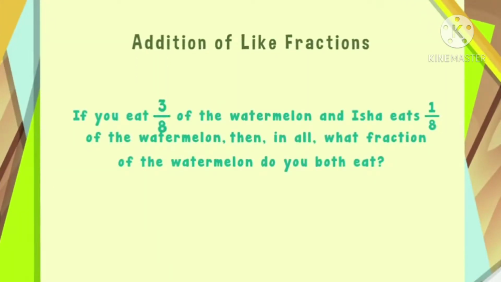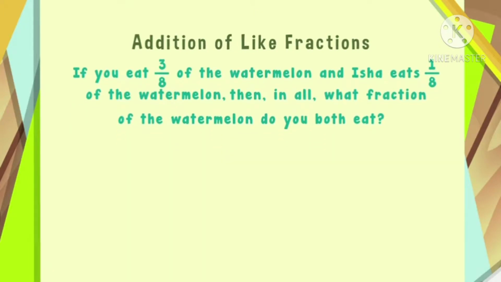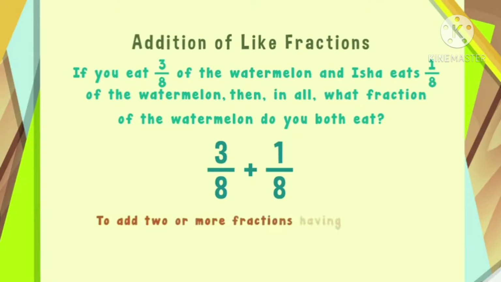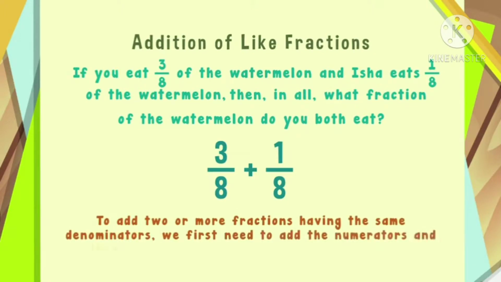If you eat 3 upon 8 of the watermelon and Isha eats 1 upon 8 of the watermelon, then in all, what fraction of the watermelon do you both eat? To solve this problem, you need to add the fractions. To add 2 or more fractions having the same denominators, we first need to add the numerators and then write the sum over the same denominator.